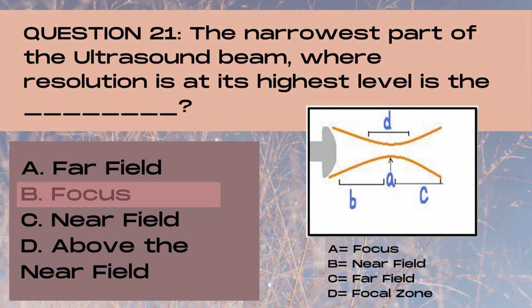Focus. An ultrasound beam starts out at the transducer as the same width of the transducer, and then it gradually tapers to the narrowest portion of the beam. This is known as the focus. It's the region with the highest resolution, and then it wildly diverges in the far field. The area immediately above and below the focus is known as the focal zone. In this region, image resolution is also high.